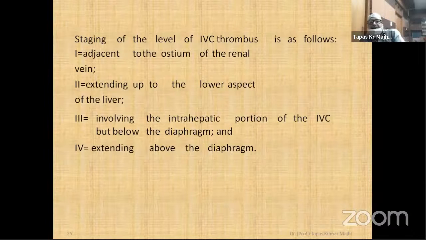Staging of the level of IVC thrombus is as follows. Level 1: adjacent to the renal vein ostium. Then extending up to the lower aspect of the liver, involving intrahepatic portions of the IVC below the diaphragm, and IVC thrombus extending above the diaphragm. The staging is very important. Patients with higher stage may require the help of a cardiothoracic surgeon and may require cardiopulmonary bypass to remove the entire thrombus, which extends into the atrium.